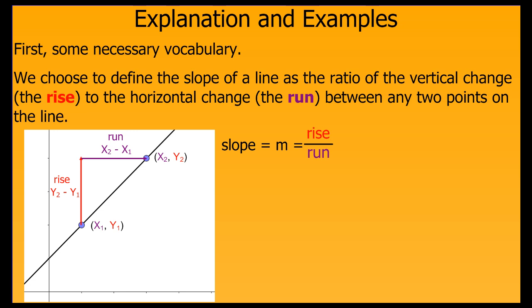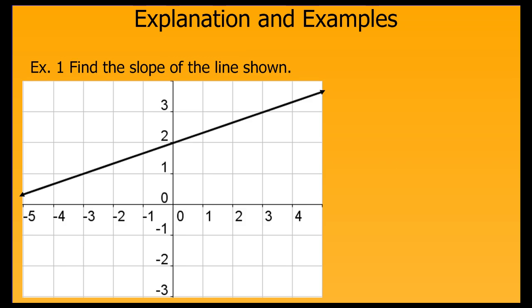It's the ratio of vertical change to horizontal change, or rise over run. Recall that a ratio is a comparison of 2 numbers by division, so we can write this as a fraction. Again, the rise is our change in y, and our run is our change in x. So our general formula for slope is y2 minus y1 divided by x2 minus x1. For any 2 given points on a line, we can fill in the x and y coordinates, subtract, and figure out the slope. Let's look at some examples.